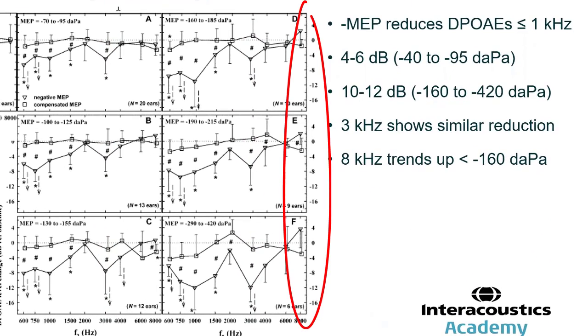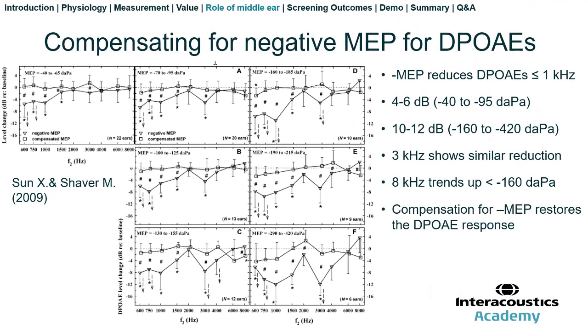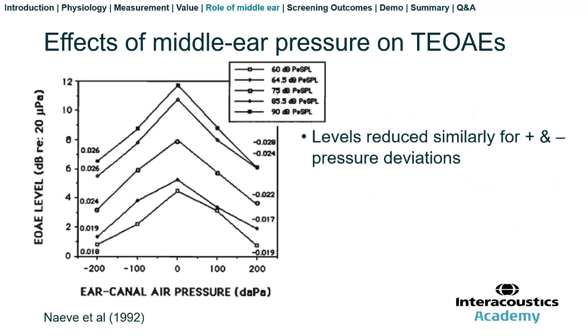And as you decrease your pressure below 160 decapascals, again, you see this little increase at 8,000 hertz, albeit an insignificant increase. But the important thing I'd like to hone in on in this study is that they applied compensation in the ear canal to match the middle ear pressure, and they found that it restores the OAE response to the baseline condition, or very close to it at least. So you can see that in all cases, it does restore the response.